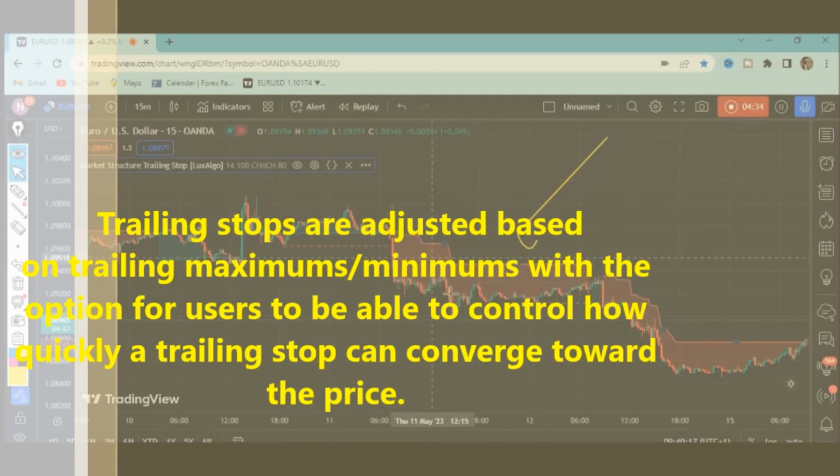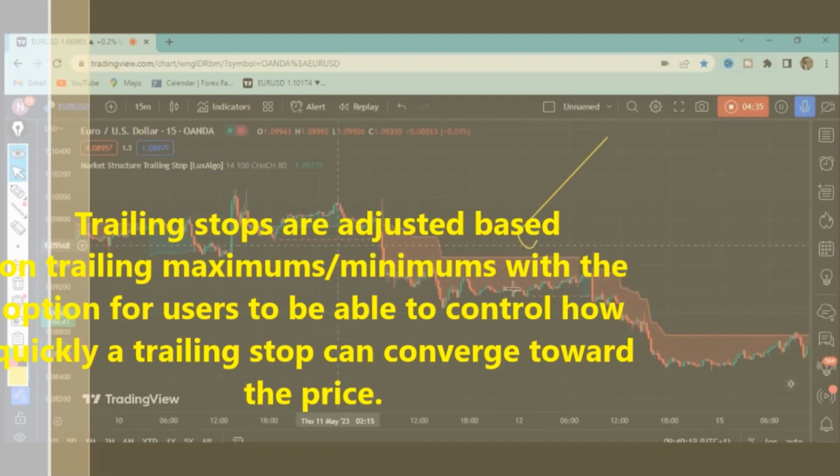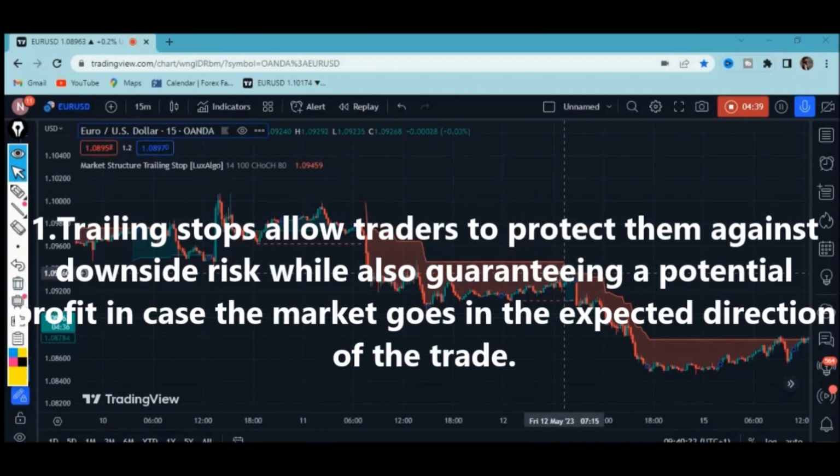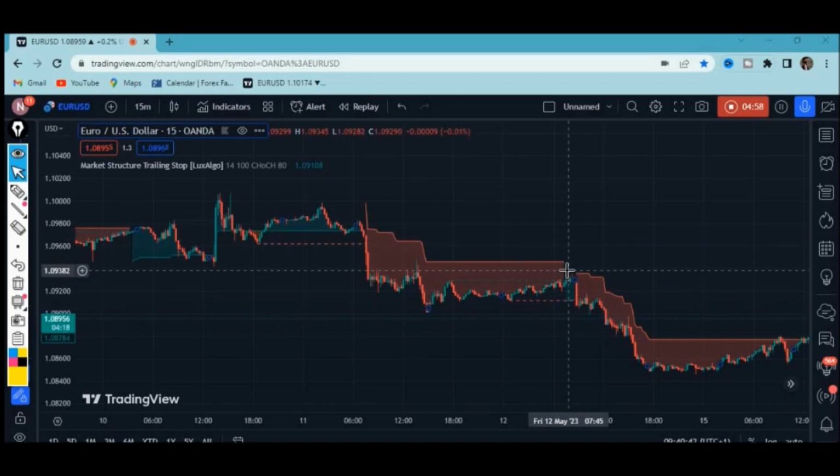So real quick, I really want us to look at the usage of the indicator. Usage number one: you're supposed to understand that a trailing stop allows users to protect themselves against downside risk while also guaranteeing a potential profit in case the market goes in the expected direction. So this indicator allows users to protect themselves from the downside risk.